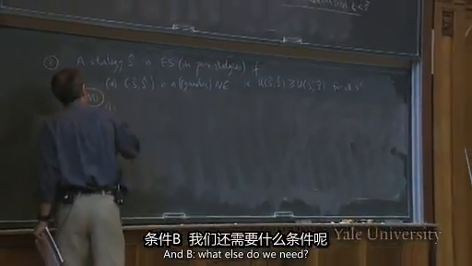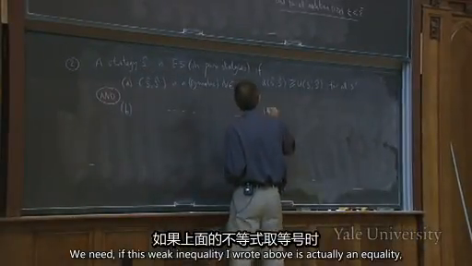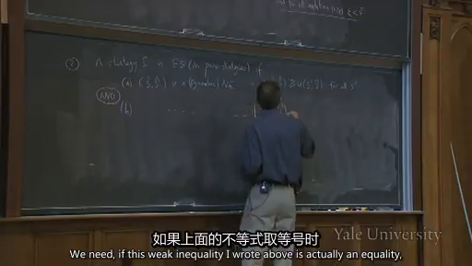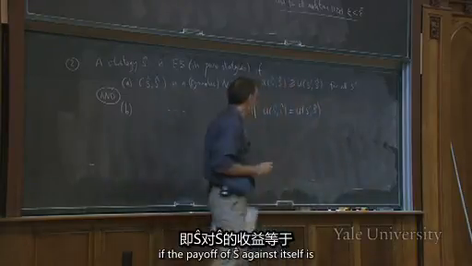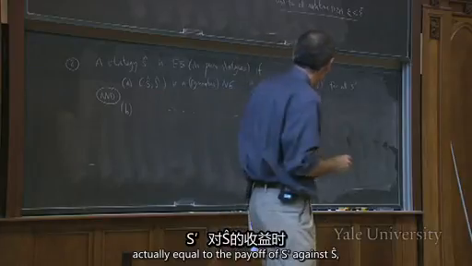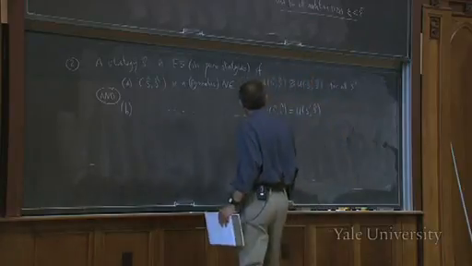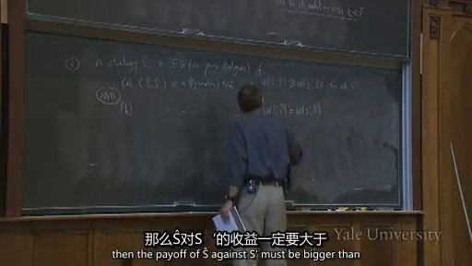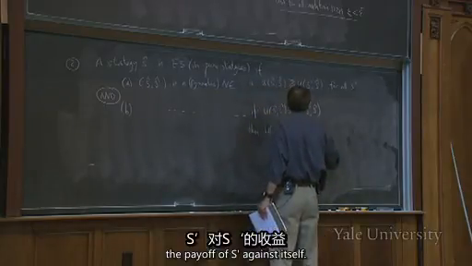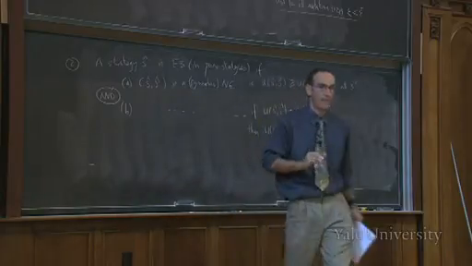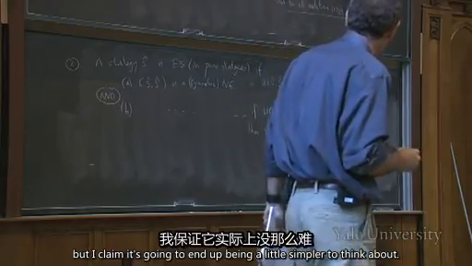And B, what else do we need? We need, if this weak inequality I wrote above is actually an equality, if the payoff of S hat against itself is actually equal to the payoff of S prime against S hat, then the payoff of S hat against S prime must be bigger than the payoff of S prime against itself. Right? This is still a bit of a mouthful, but I claim it's going to end up being a little simpler to think about.